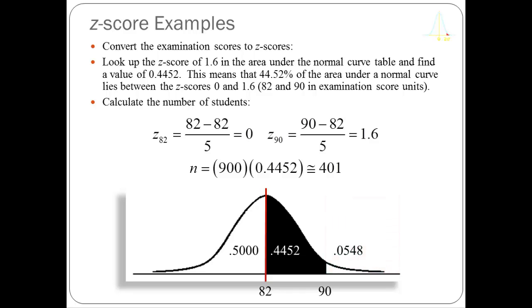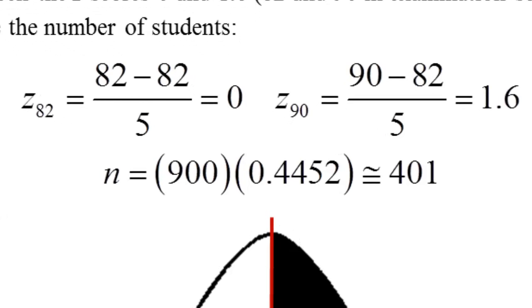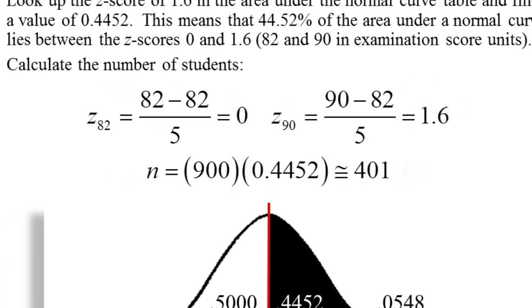I didn't really need that piece of information, but I just labeled it to show you that these three areas sum up to 1. So now I can go ahead and solve for the number of students. 900 students times the probability of being in the range of 82 to 90 leads me to learn that there are approximately 401 students that had scores in this range of values.